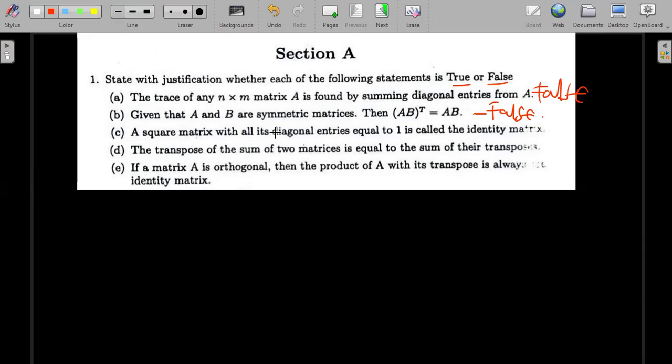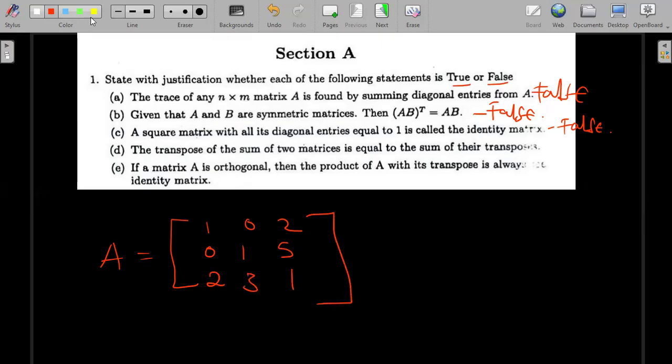Okay, so we're going to say this statement on C here is false. It can only be an identity matrix if all the entries of the main diagonal are zeros. So we can have a square matrix with all the diagonal entries equal to 1, but that matrix won't be an identity matrix. So for example, if I say matrix A, maybe it has 1, 0, 2, and then I have 0, 1, 5, and then here I have 2, 3, 1.